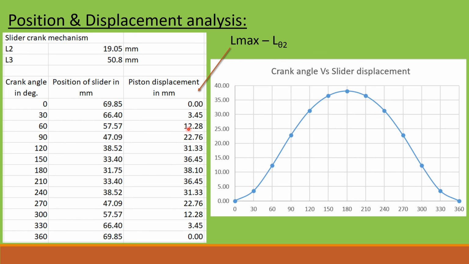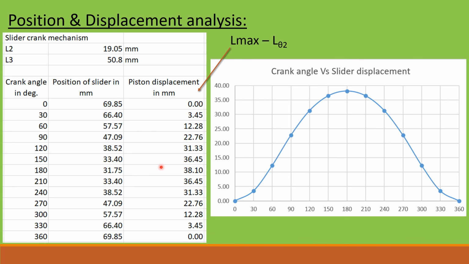In this slide, let us calculate slider displacement. Slider displacement can be calculated as L max minus L theta 2. L theta 2 is position of the slider at a given angle. So we get at 0 degrees displacement is 0, that is when slider is at maximum position. At 180 degrees displacement is maximum, that is when L4 is L minimum, that equal to 38.10 millimeter. Again at 360 degrees we have 0 displacement.